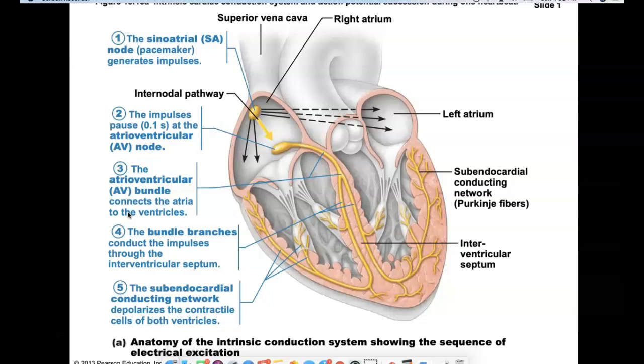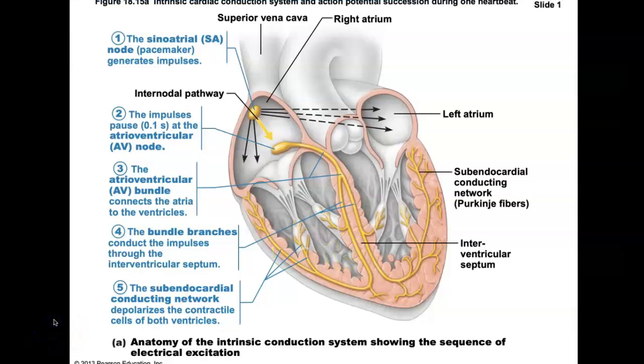Although the atria and ventricles are adjacent to each other, they are not connected by gap junctions. So the AV bundle is really the only electrical connection between them. Note that the AV bundle persists only briefly before splitting into two pathways. It splits into the right and the left bundle branches, which course along the interventricular septum toward the apex of the heart. And the subendocardial conducting network, also called the Purkinje fibers, completes the pathway through the interventricular septum, penetrates into the heart apex, and then turns superiorly into the ventricular walls.